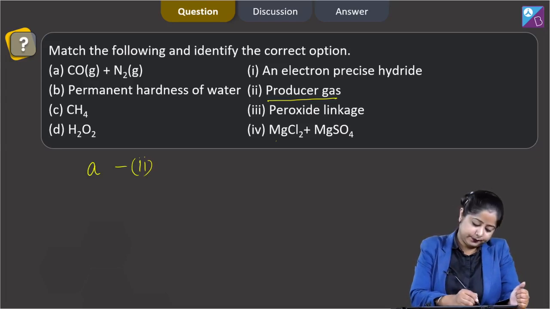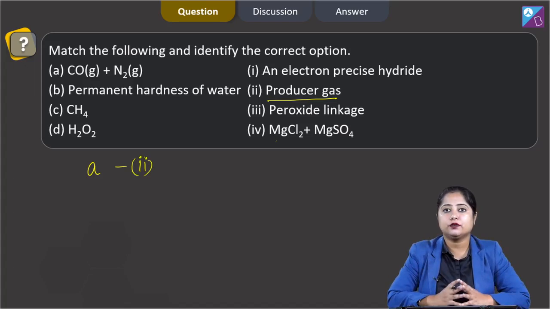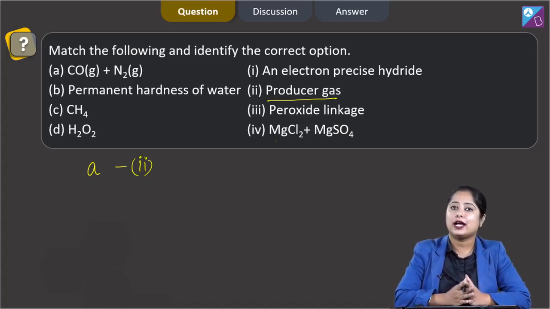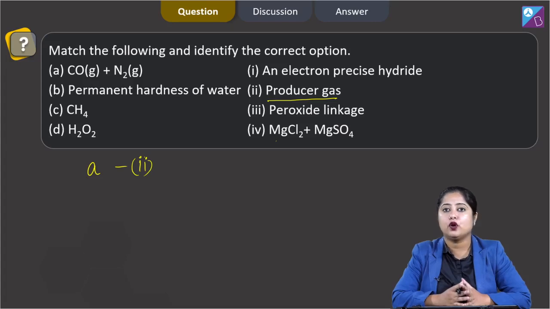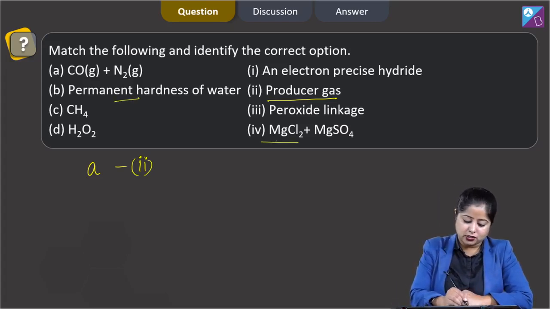Moving to next. Permanent hardness of water. Student, permanent hardness of water is due to the presence of soluble salts of calcium and magnesium in the form of chlorides and sulfates. That means for B, the correct match is 4. So here I am writing B, 4.